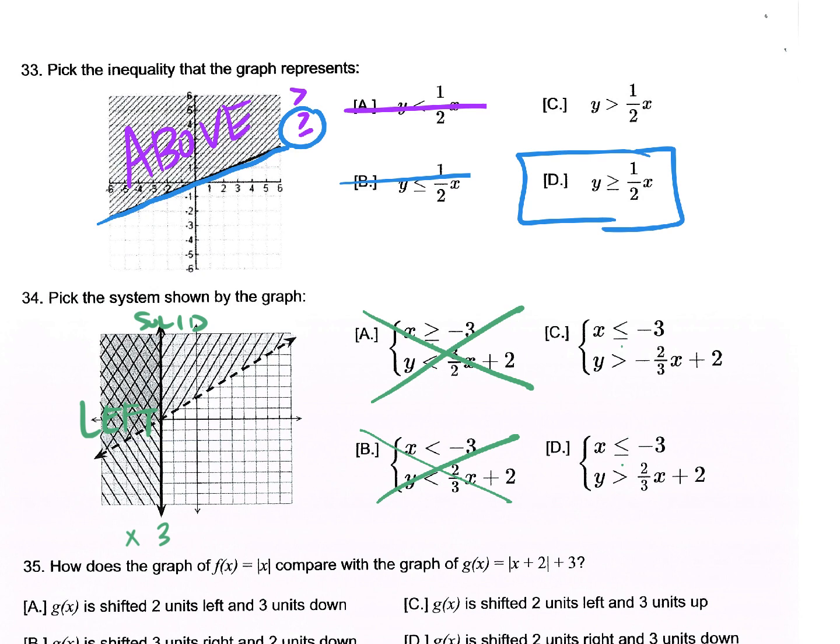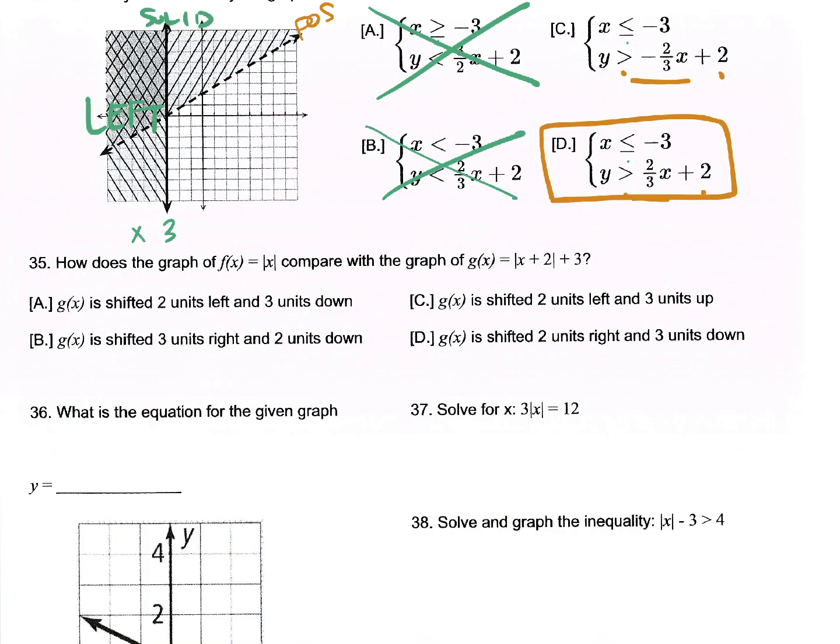Then we have a couple of things to go through. This one can be tricky. If you look at the symbols, they're both greater than. If you look at the y-intercepts, they're both positive 2. The only difference between these two answers is that one of them has a positive slope and the other one has a negative slope. For this graph, this is a positive slope. So that means our answer choice is D.